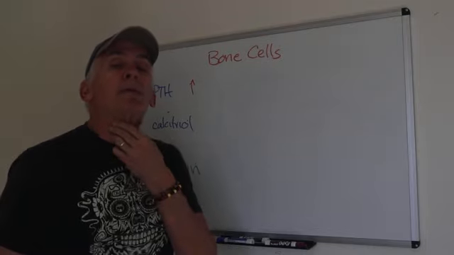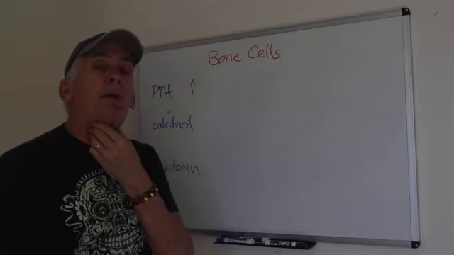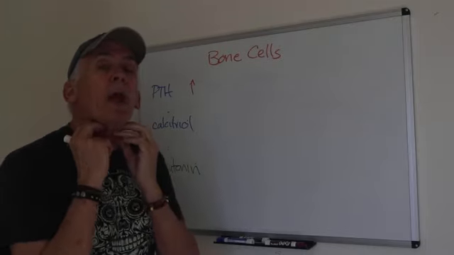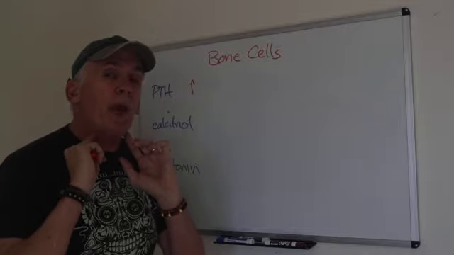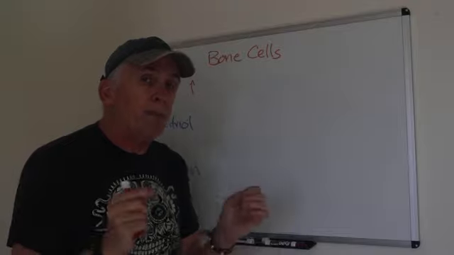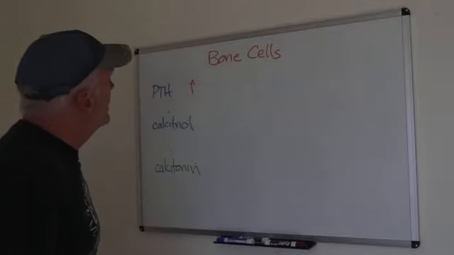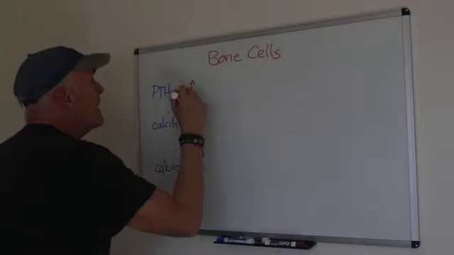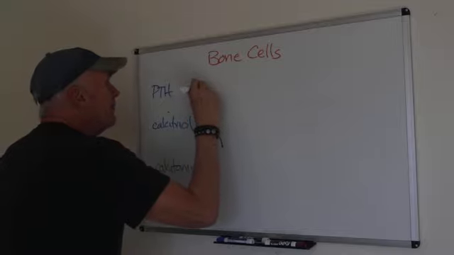PTH, parathyroid hormone. Parathyroids, your thyroid gland is right here. Your Adam's apple is your thyroid cartilage. On the back side of your thyroid gland are parathyroid glands, and they make parathyroid hormone, PTH. So parathyroid hormone raises blood calcium.